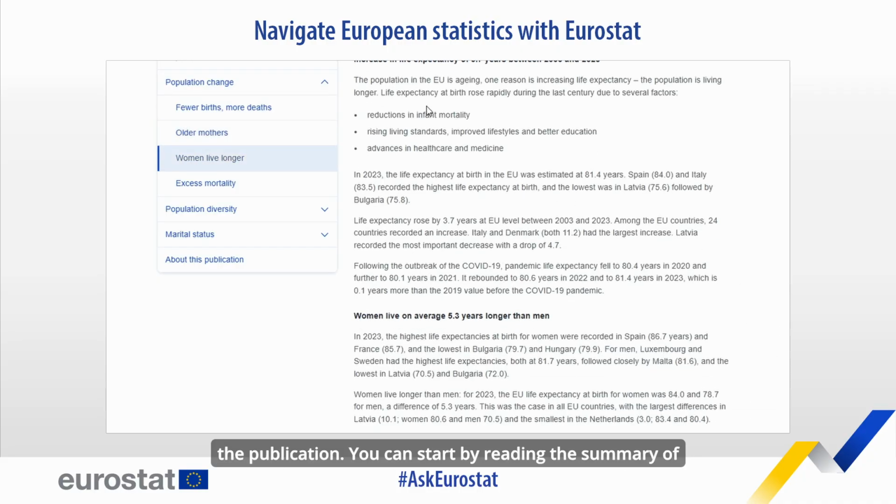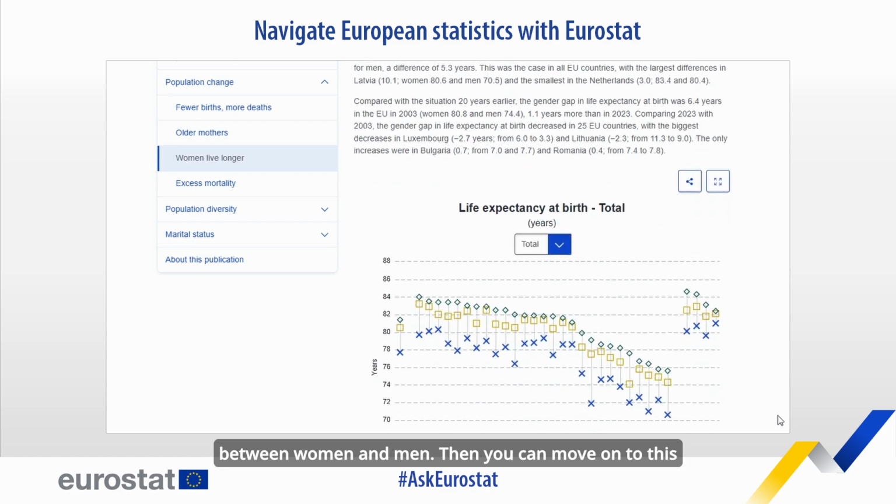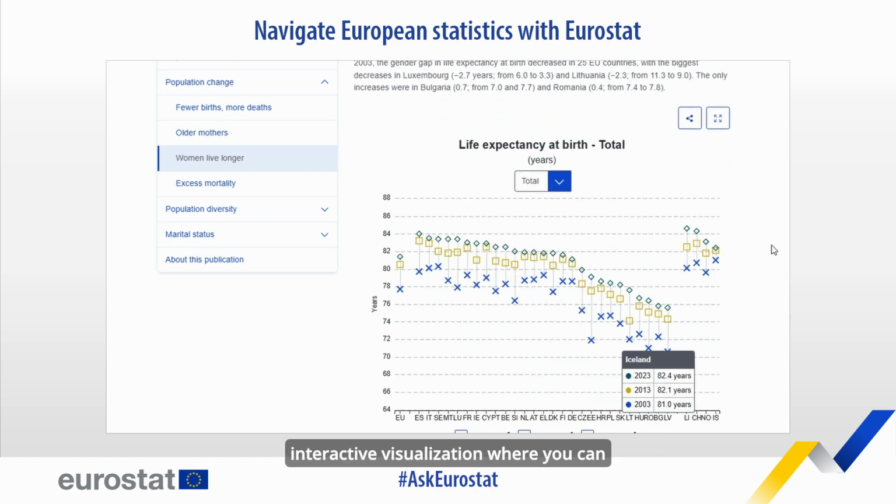You can start by reading the summary of the main results and data. For example, you can learn more about how life expectancy has evolved over time, or what the differences are between women and men. Then you can move on to this interactive visualization where you can dig deeper into the data and select your country and compare it with other countries.